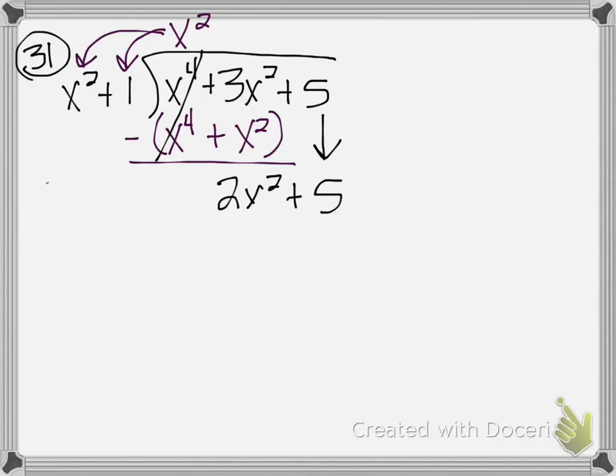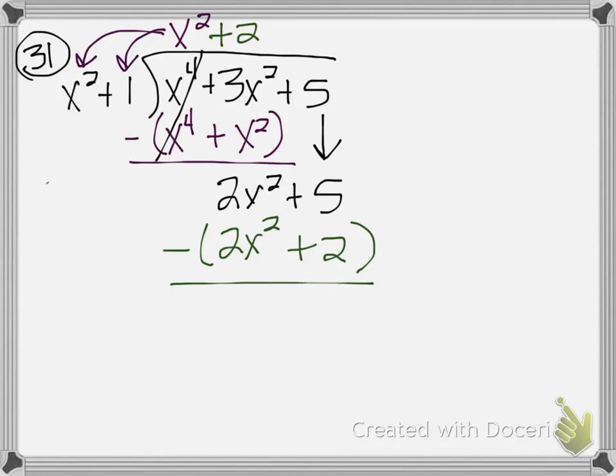Now, let's do the next part. So now we have to think what times x squared, because that's the number that we're dividing by, gets you 2x squared. 2. So, plus 2. And now I have to take that 2 and multiply it by everything that I'm dividing by. So 2 times x squared is 2x squared. And 2 times 1 is 2. And now I subtract that. So that's going to give me 2x squared minus 2x squared is gone, and 5 minus 2 is 3. Now I don't have anything else to bring down, so I'm done.